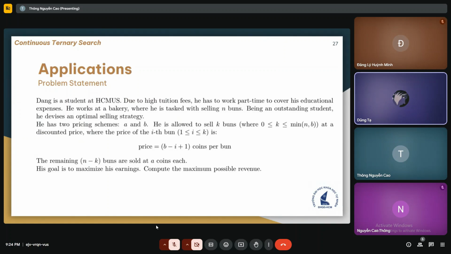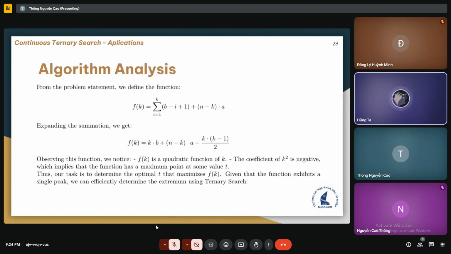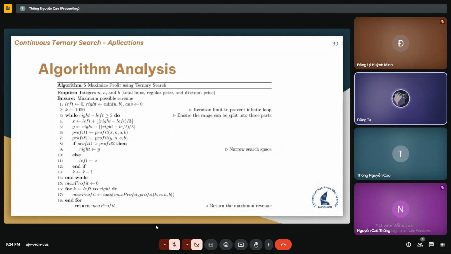From this problem, we can define the profit function as follows. This function is quadratic with a single maximum point, which means it's unimodal. Therefore, we can directly apply ternary search to find this maximum point, which represents the maximum amount of money he can earn. So we move to the improvements of ternary search.